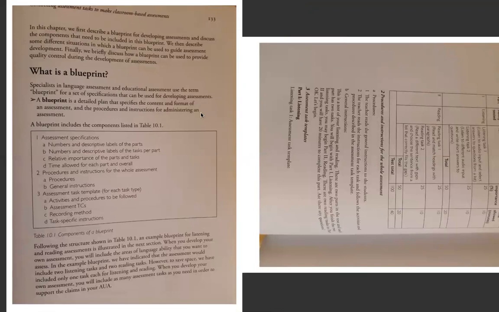So the author here explains what we're going to see in this chapter. So first, we're going to see a definition of blueprint. Describe some different situations in which a blueprint can be used, and then finally discuss how a blueprint can be used to provide quality control of the development of assessments. Right. So it's a very short chapter actually, compared to other chapters. So what is a blueprint?